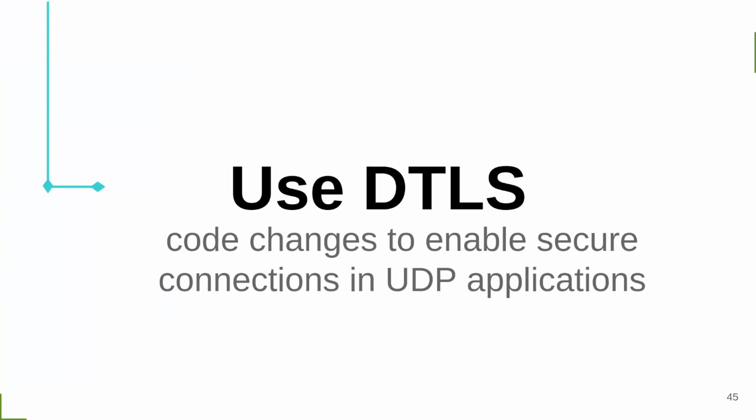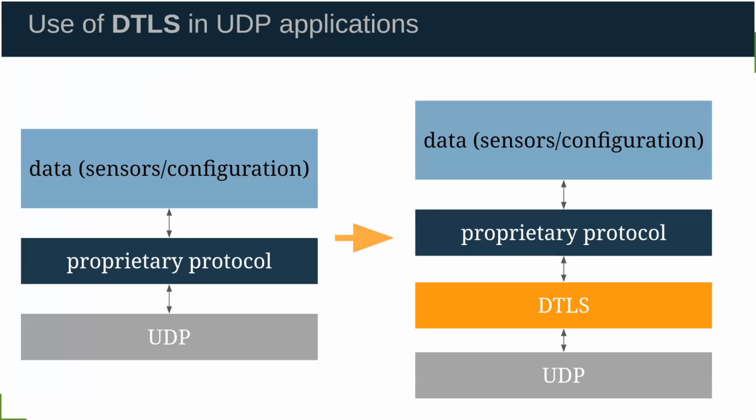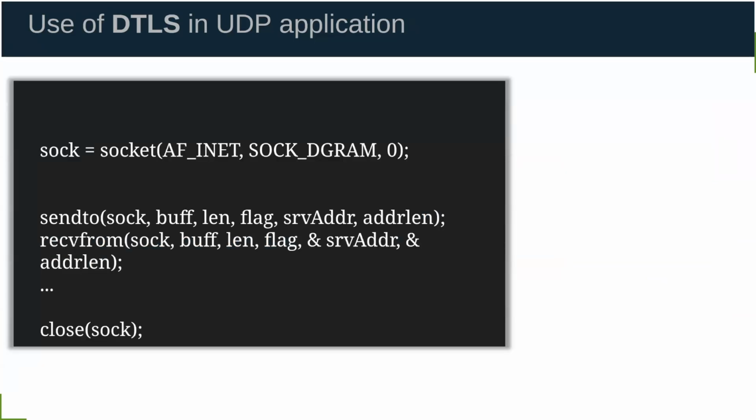Now let's go briefly over what you need to do to modify a very simple UDP application to use DTLS. As we said before, we need to add this layer before going over the network. So let's go over this oversimplified example. When you have a UDP application, you create a socket. Of course, you use SOCK_DGRAM because you want to use UDP. After you create the socket, you prepare your data, you pack your data in your proprietary protocol, and so on and so on. Then you communicate with the other peer using sendto and recvfrom.